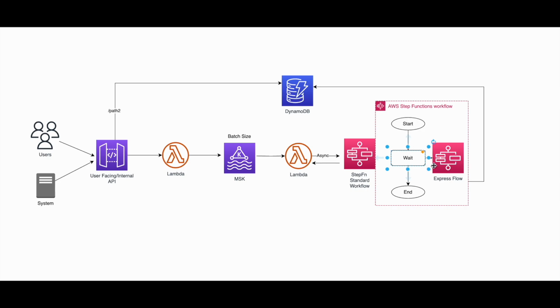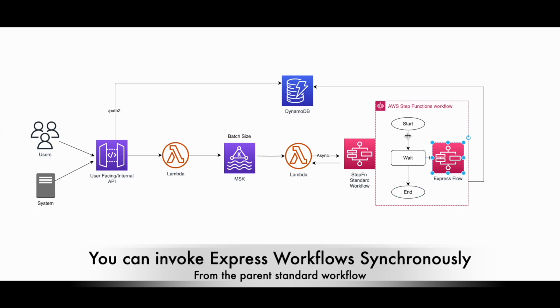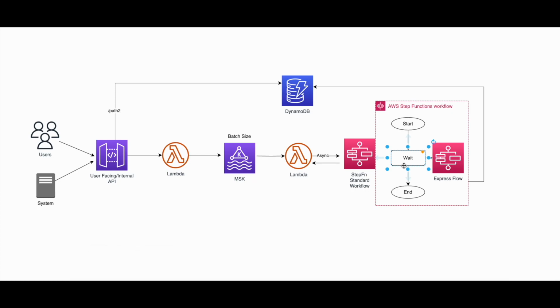And when you are processing a large number of steps, you can invoke an express workflow from within the standard workflow. This way you will reduce the number of state transitions, but you will still be able to use the wait and wait for task token features as well. So this is a common pattern that we see most people using. So next, let's discuss another pattern.